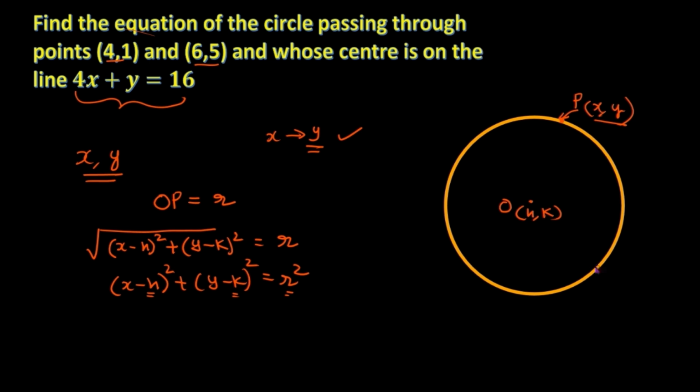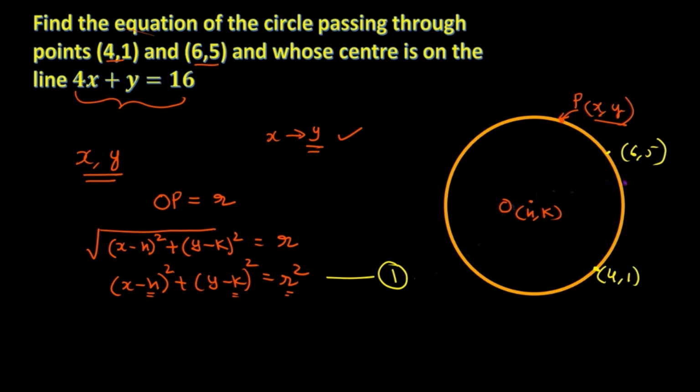Let's take two points given on the circle. One point is 4 comma 1, another point is 6 comma 5. These two points are passing through the circle. That means these two points satisfy that x, y relation. That means we need to substitute these two points into the base equation. Let's call this the base equation 1.